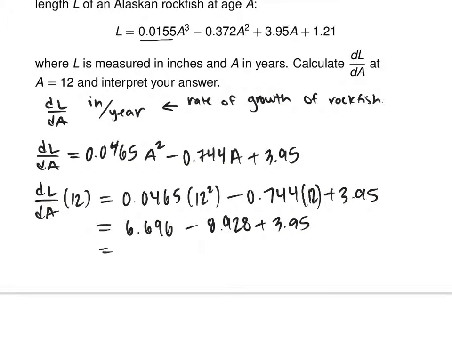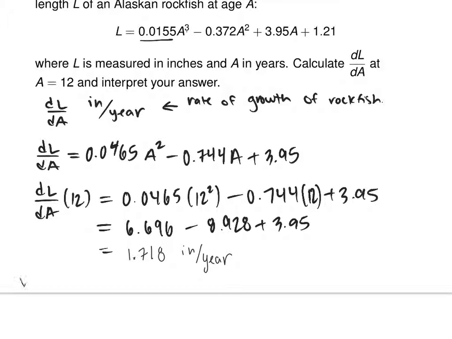Most calculators are smart enough to do that in one go as well, like if you plug the whole expression in. Except for your iPhones. iPhones suck. 1.718. Okay, and that's going to be inches per year. Then just give me a short, complete-ish sentence that tells me what that means.